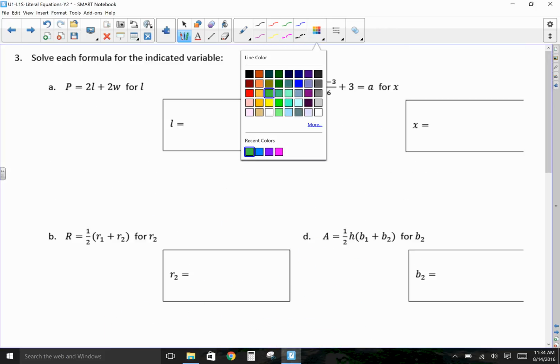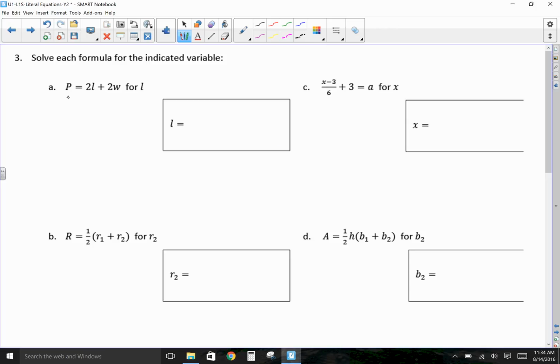I'm going to start with A, which says P equals 2L plus 2W, and we're supposed to solve it for L. So we're trying to get this guy all by itself. And you might recognize that. That's the formula for the perimeter of a rectangle. Perimeter equals 2 times the length plus 2W.